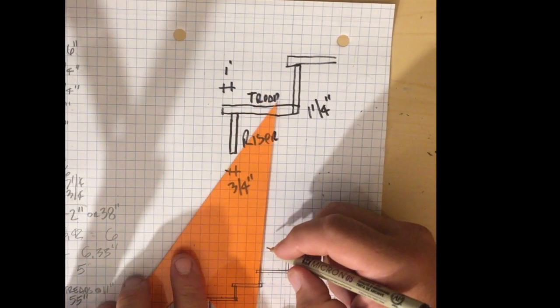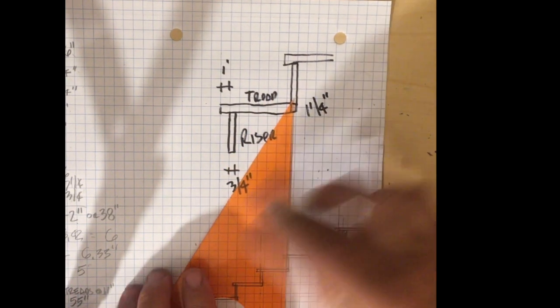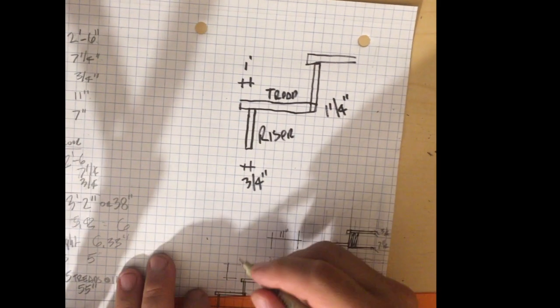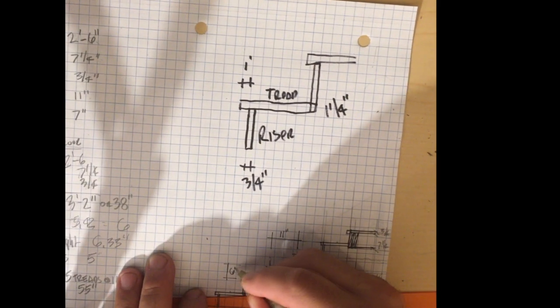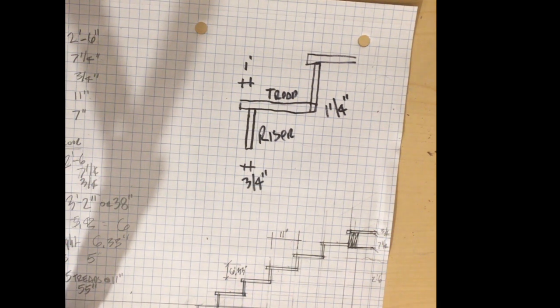And again, these are 11 inches and 6.33 inches is my riser height. Now the next thing I want to do is draw my stringers. And in our homework assignment, we had called out that we're using 2x12 stringers.